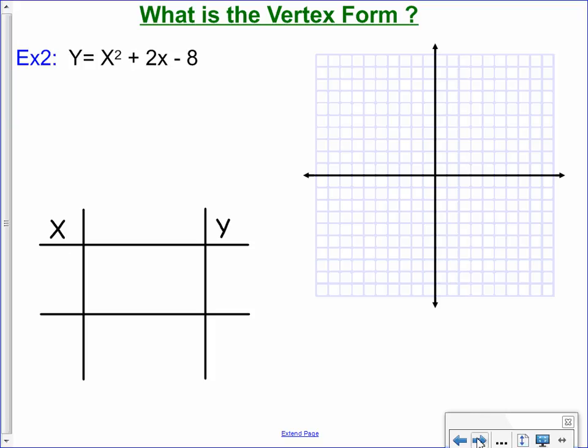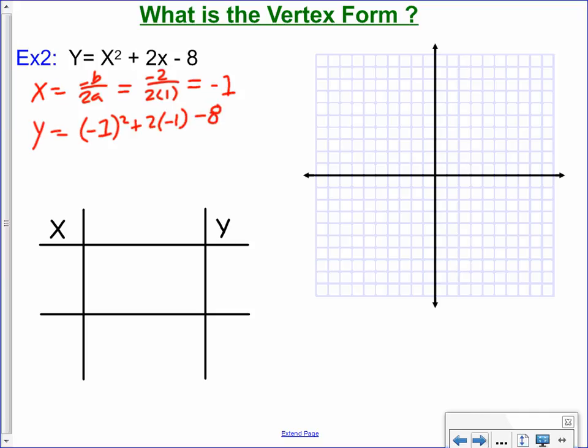Step 1: find the vertex. x equals negative b all over 2a. So negative 2 over 2 times 1 is negative 1. Now y. Plug in: negative 1 squared plus 2 times negative 1 minus 8 is 1 minus 2 minus 8, which is negative 9. So my vertex is going to have the coordinates negative 1, negative 9. That's your h, that's your k.